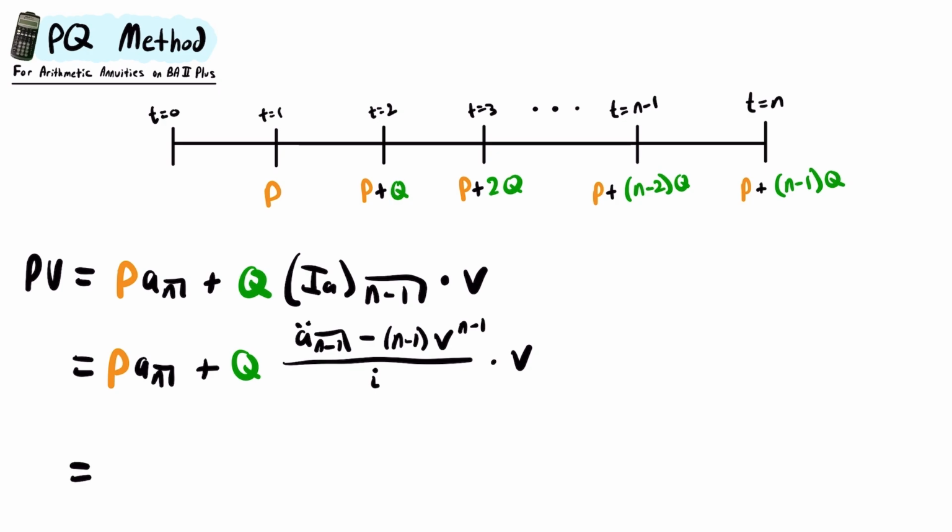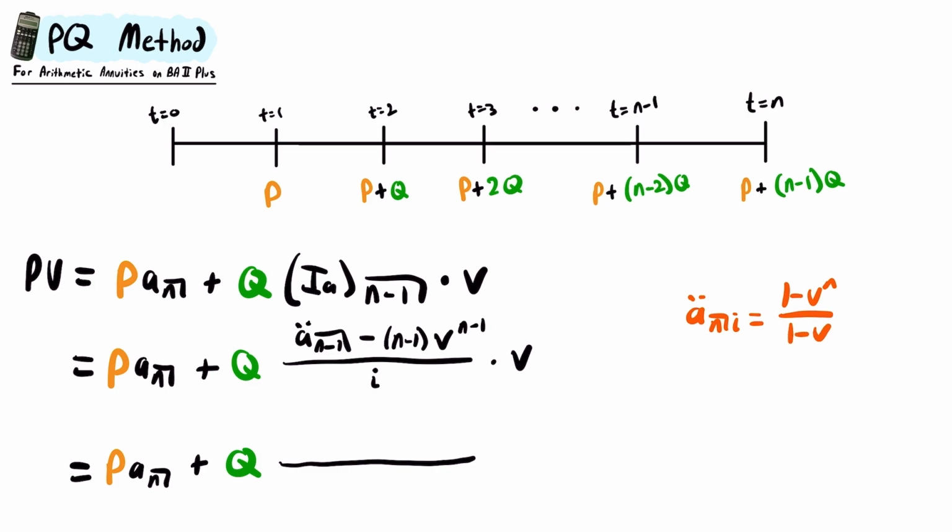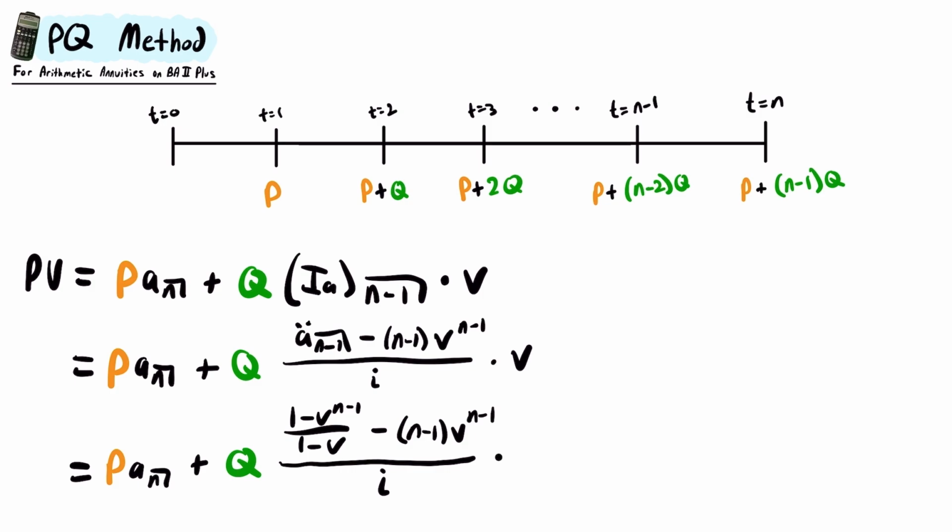Okay, so rewriting this again, we have P times a angle n plus Q multiplied by this formula, where I'm going to rewrite this notation. Remember that ä n angle i is equal to 1 minus v to the power of n divided by 1 minus v. So we'll have the same thing here, but replace that n with n minus 1. So we have 1 minus v to the power of n minus 1 divided by 1 minus v, and then minus n minus 1 times v to the power of n minus 1, divided by i. Okay, now where I want to go from here is multiply this v into the numerator of this expression.